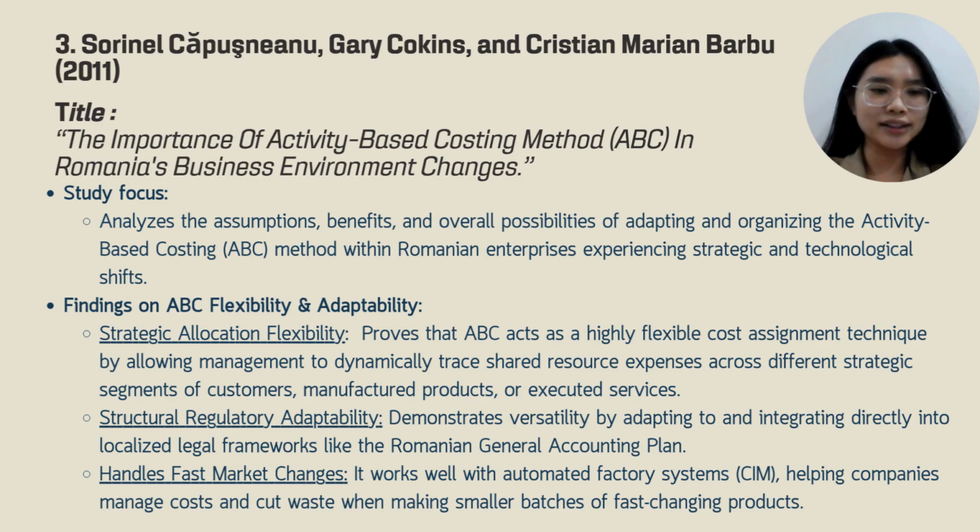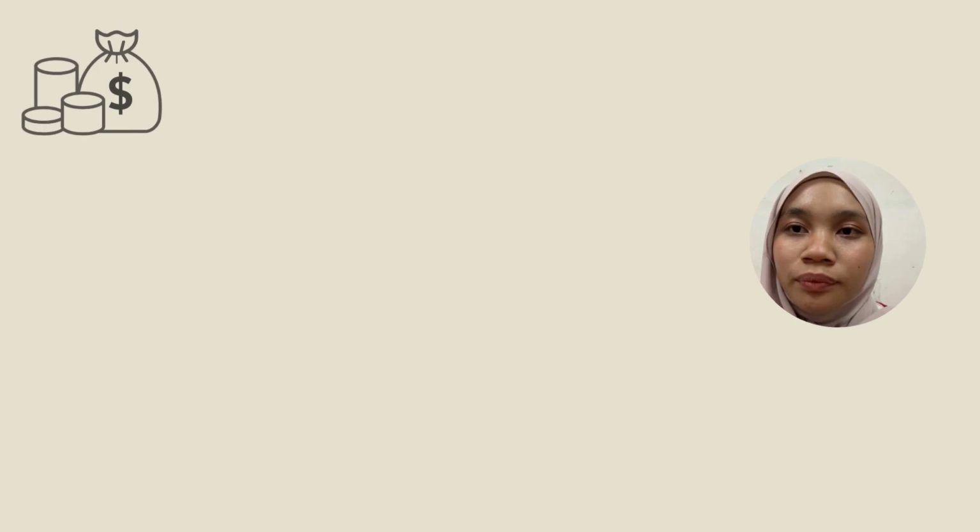The last finding is that ABC can handle fast market change. ABC can work well with the automated factory system (CIM), and this can help the company manage its costs and cut waste when making smaller batches of fast-changing products. In conclusion, this paper proves that ABC is not just a rigid accounting method; instead, it serves as a highly flexible and adaptive framework for the modern, changing economy.